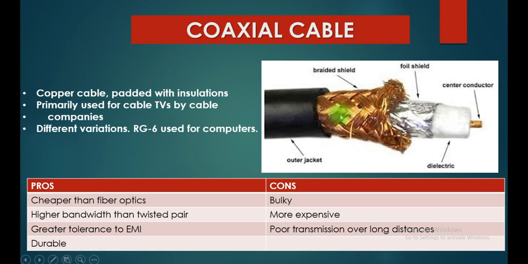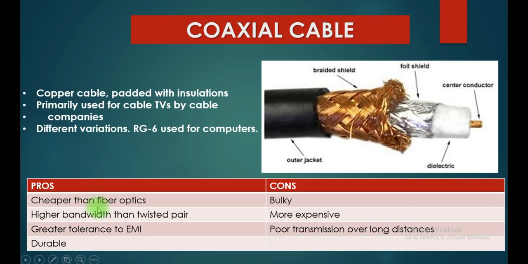Now, to look at the cable, notice here we have this outer jacket, this black part here. So you have the braided shield, you have the foil shield, then you have the dielectric, which is really what holds the cable intact. All right, so this is actually the wire.